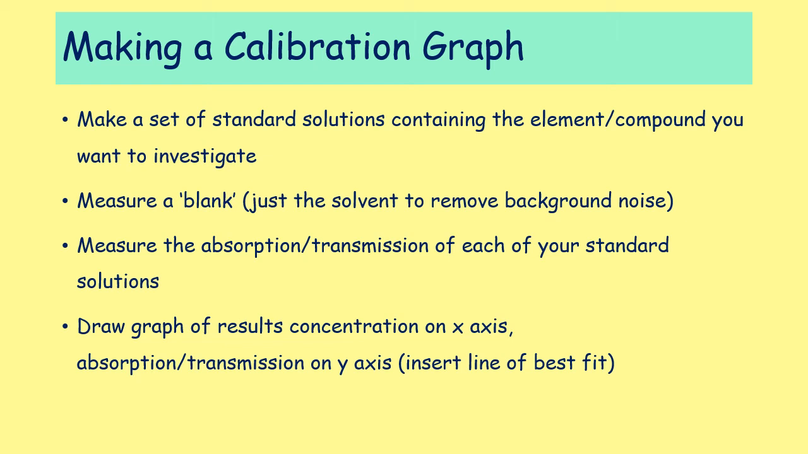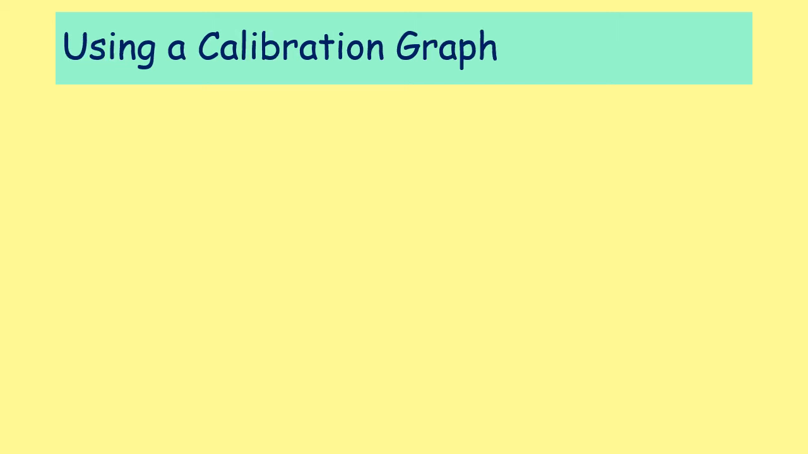If you do not get a straight line, something has gone wrong either with the machine or with your standard solutions. You cannot use a calibration graph if it is not a perfect straight line. And your straight line can only go through the points that you have plotted. Do not make it go through the origin. Do not extrapolate it beyond your highest concentration. You just want it to fit a perfect straight line from your lowest solution to your highest solution.